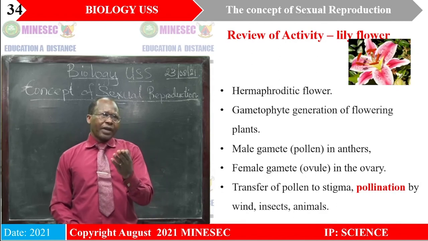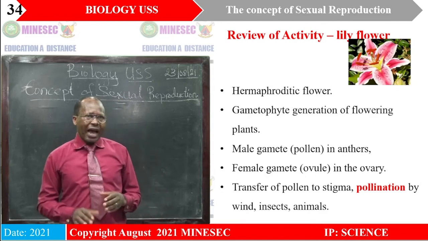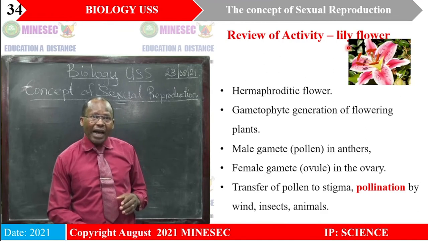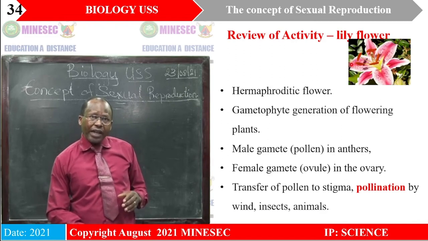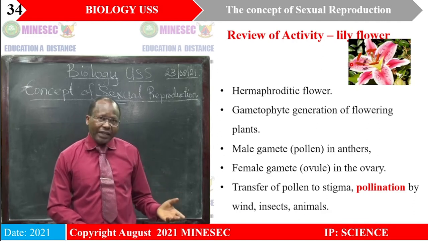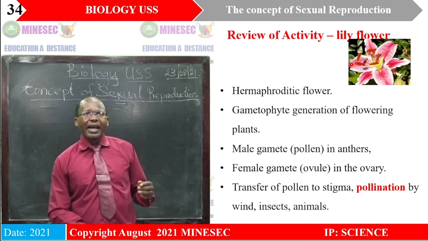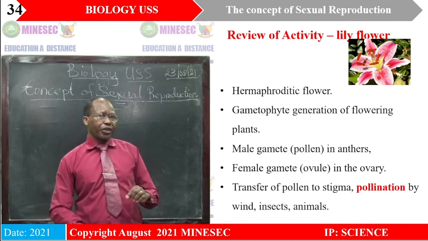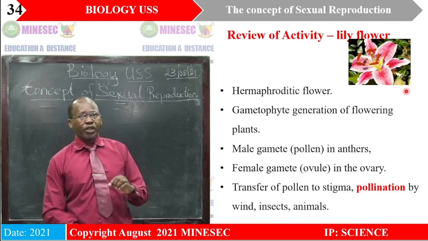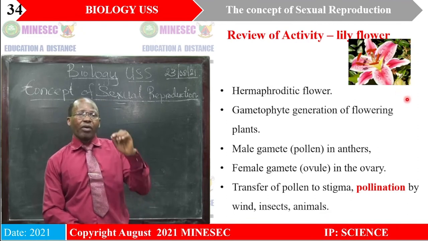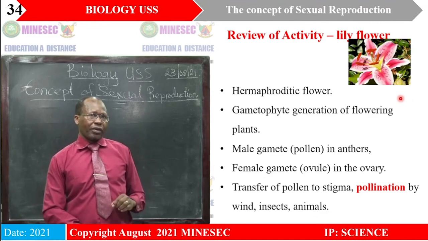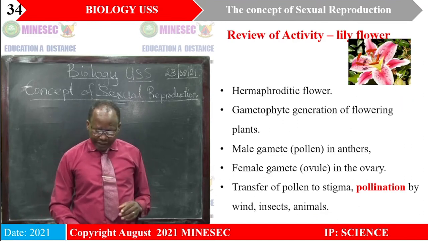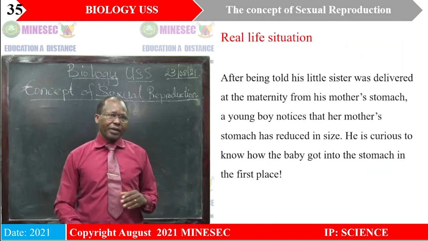Then we have this flower, which is a lily, and this flower is hermaphroditic because it has the anthers that produce the pollen grain, and it also has the female part, the pistil, which is seen outside here by the stigma. So the pollen grains will move by insects, by wind, or whatever means, and they can get attached to this stigma. When they get attached to the stigma, that's what we call pollination. Then they will grow in what we call a pollen tube, and eventually fertilize the egg, which is inside the ovary, right down. We shall look at this in a short while. So this is hermaphroditic because it has male and female.